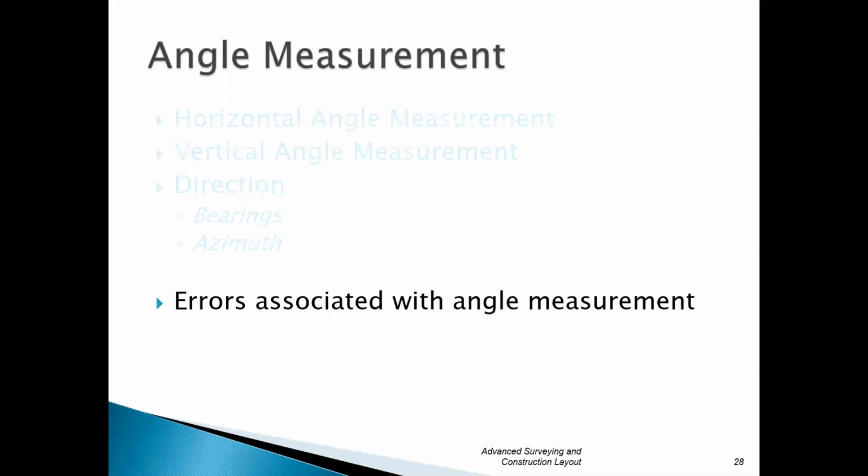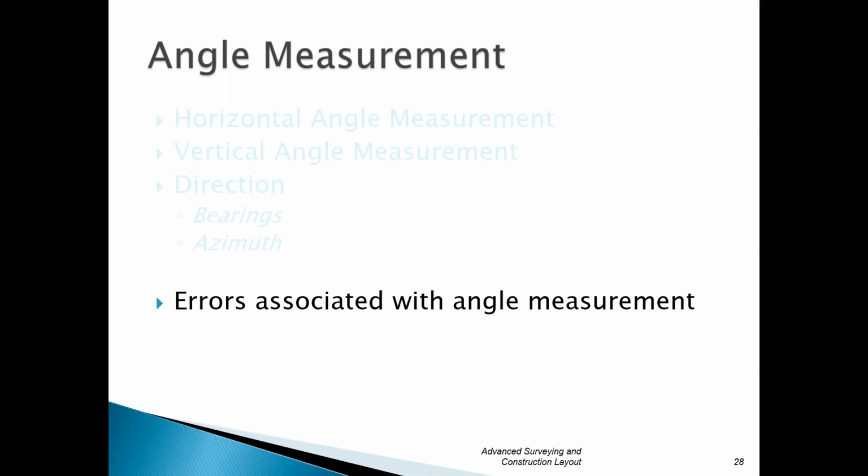Okay. So there's also errors associated with angle measurement, and they're kind of similar to some of the things we've already talked about. One of the big things on angle measurement is not having the instrument set up over the point and not being level. So if you have both things occurring, that's an issue, or if you have one or the other occurring, that's still an issue. So that's a big deal.